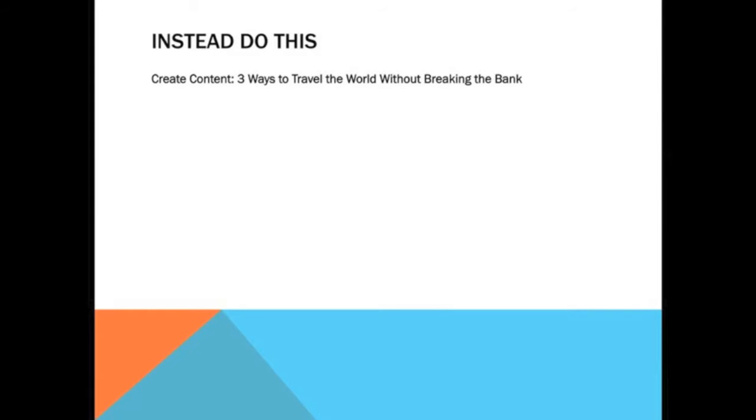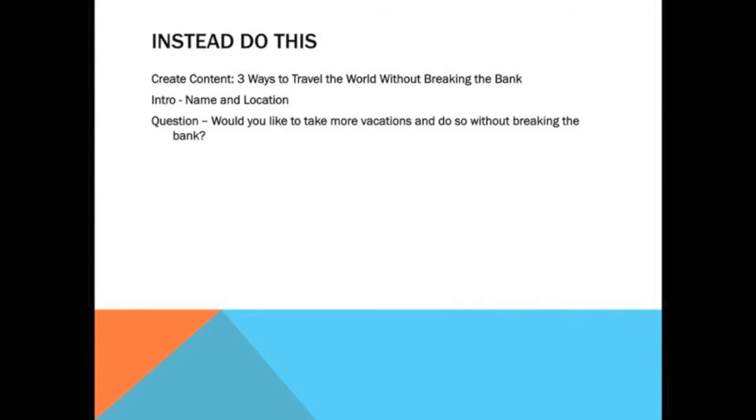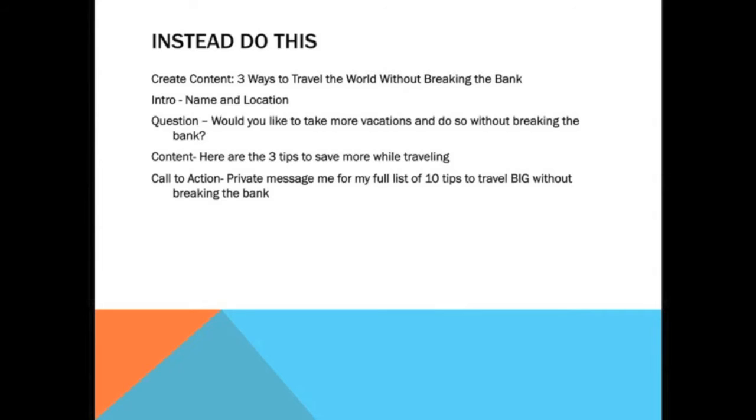Instead, do this: "3 ways to travel without breaking the bank." You're going to give your name and your location. "Would you like to take more vacations without breaking your bank? Here are 3 tips to save more money while traveling. Private message me for a list of 10 full trips." At that point you could offer a blog post with those 10 tips to save money on their trips, and offer more value to the people.